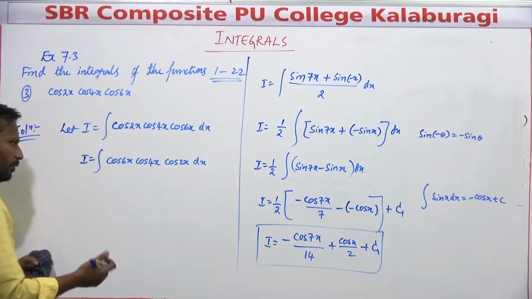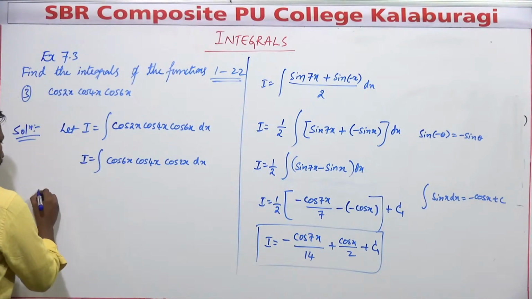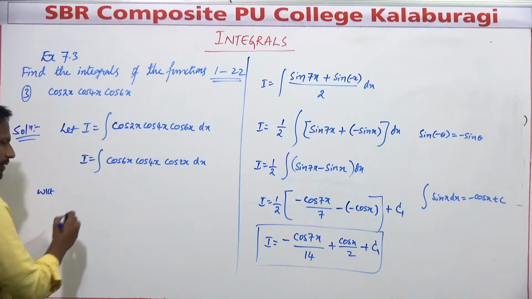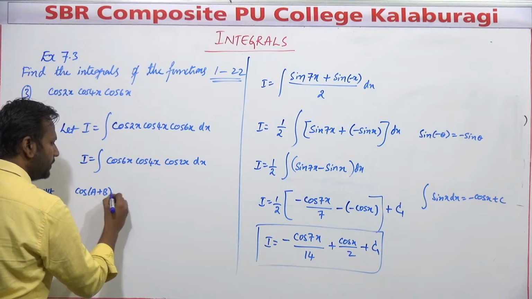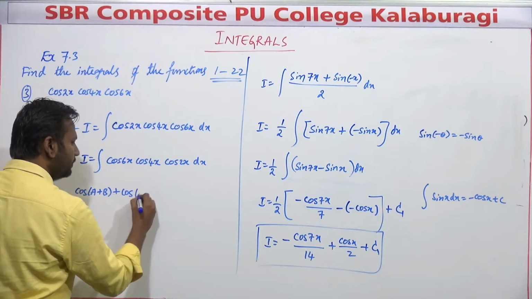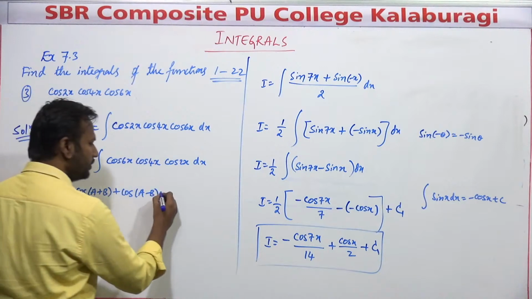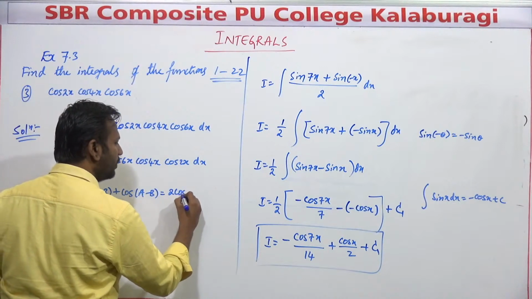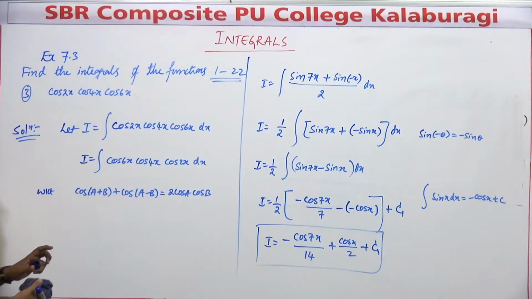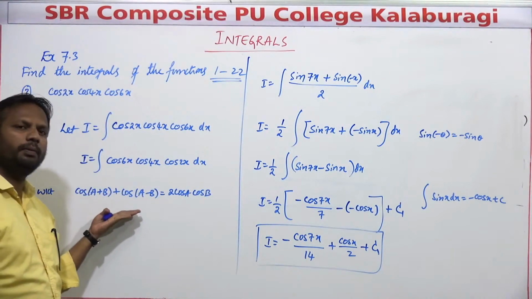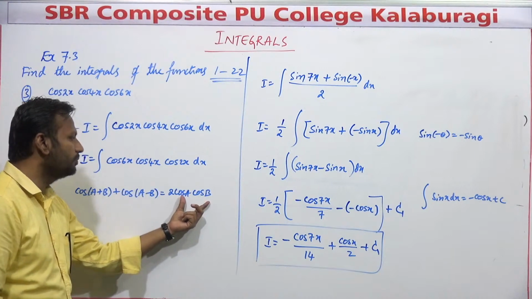Now you see. Which formula should I use now? We know that cos of a plus b plus cos of a minus b, what is it, friends? 2 cos a cos b. So how do I come to know all these things? That's why we have to remember the trigonometric identities. So I need cos a cos b here.